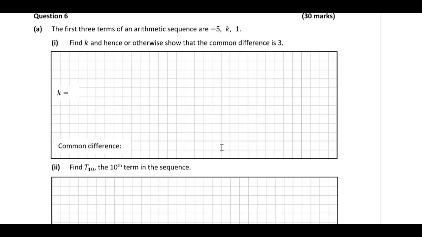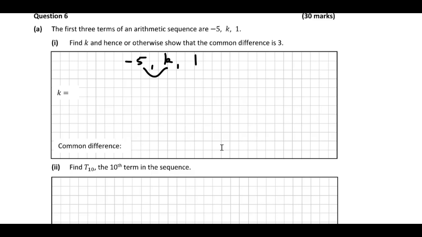Find k. Okay, so we have the first 3 terms of an arithmetic sequence, which are minus 5, k, and 1. Find k and hence or otherwise show that the common difference is 3. So we have minus 5, we have k, and we have 1. Now there's a couple of ways of doing this. You can probably spot what k is going to be, and you can probably show that the difference is 3 after that. But you can maybe do it this way.